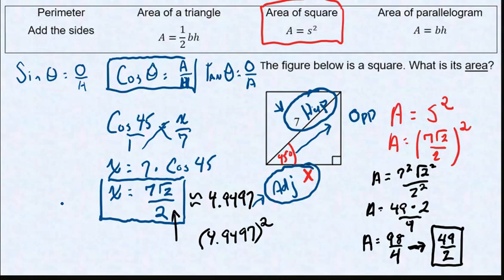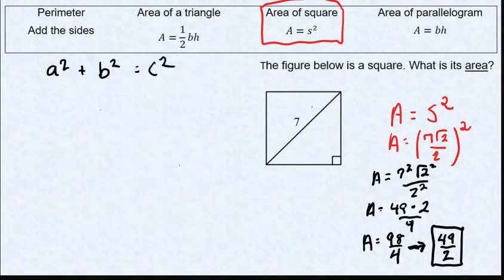Alright, I want to look at one more way to solve this problem. Then we're going to move on to the next example. Because this problem is a square, I can use the Pythagorean theorem. And the reason why I could use the Pythagorean theorem is because both of these sides are the same. So I'm going to apply the same letter to both sides.